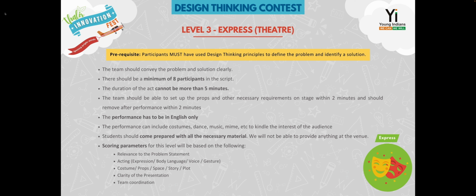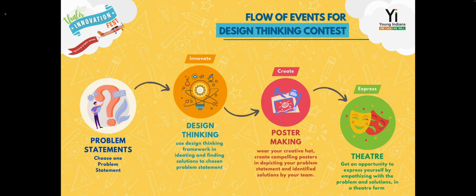Now, in summary, this is what we started with, right? Level 1 of your Thalir Innovation Fest is the design thinking contest. To summarize, you choose a problem statement. There should be only one. Whatever you have chosen should flow across all the 3 levels, which are innovate, create, and express.